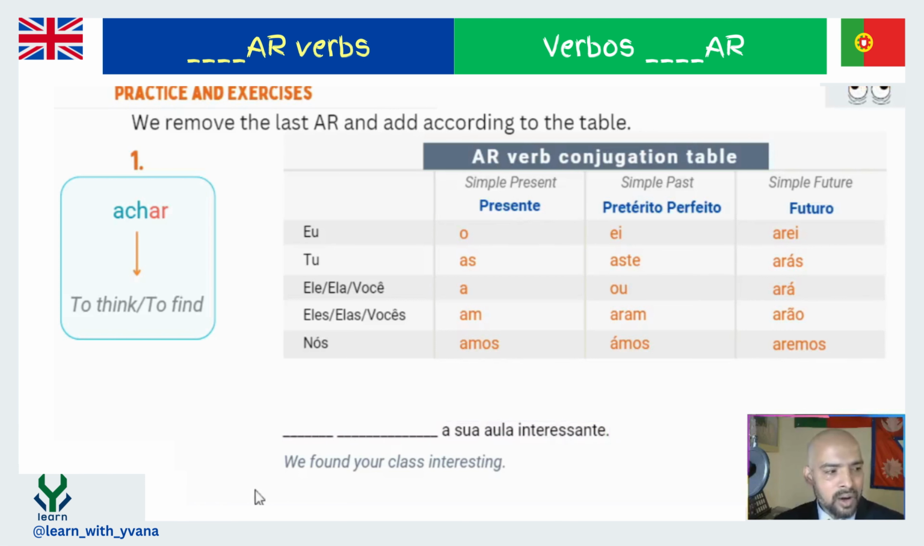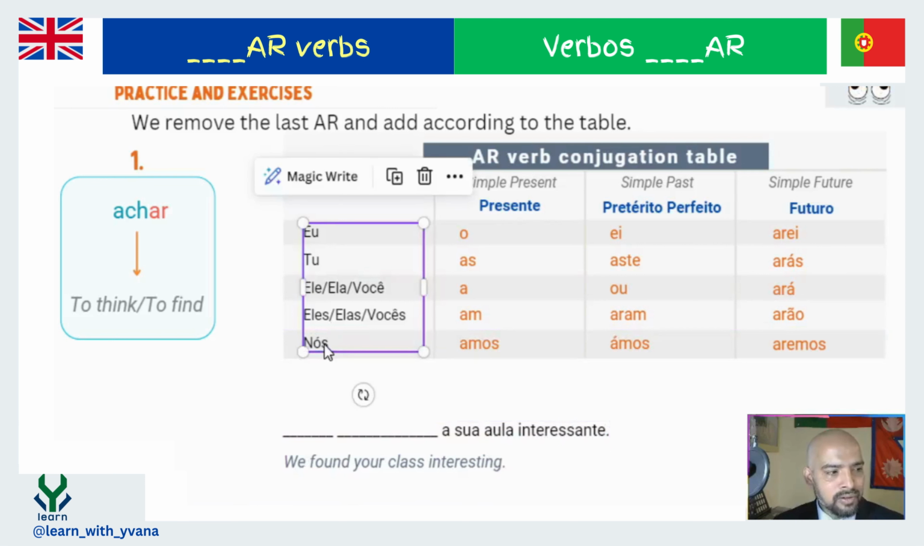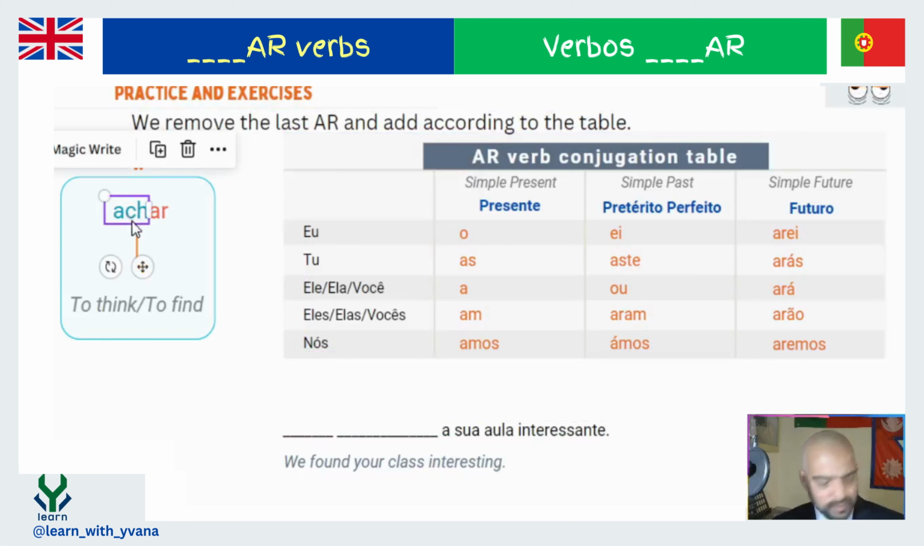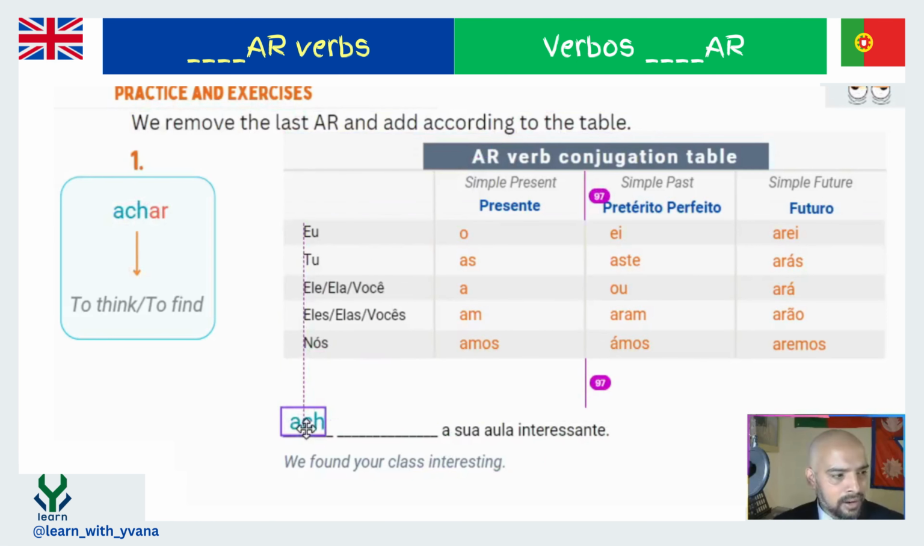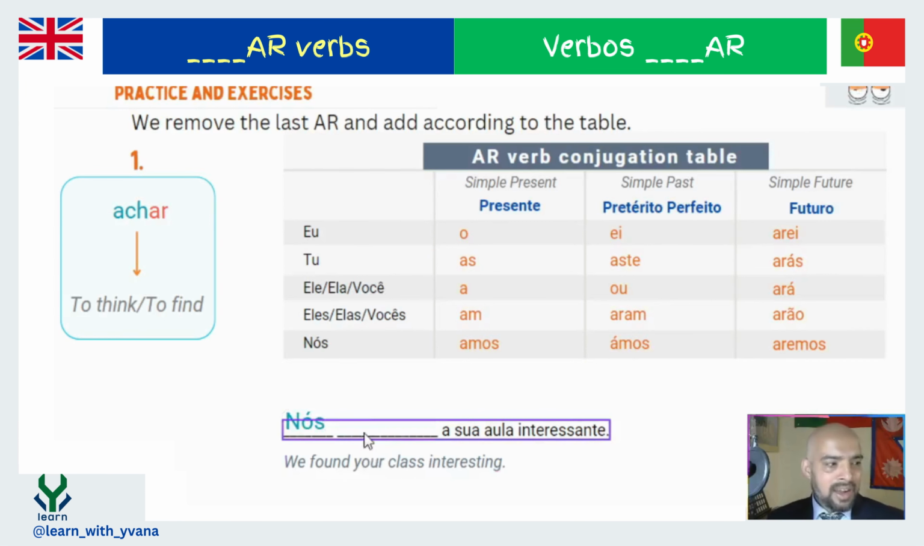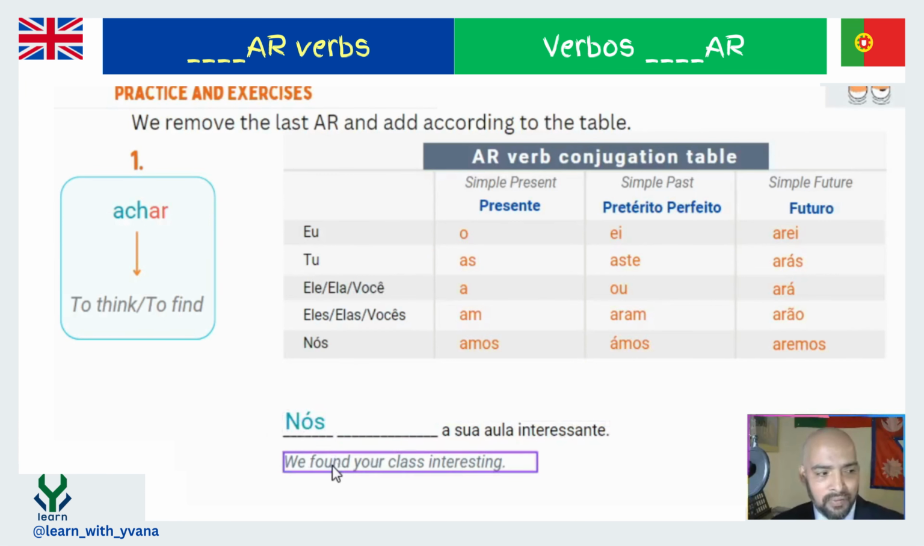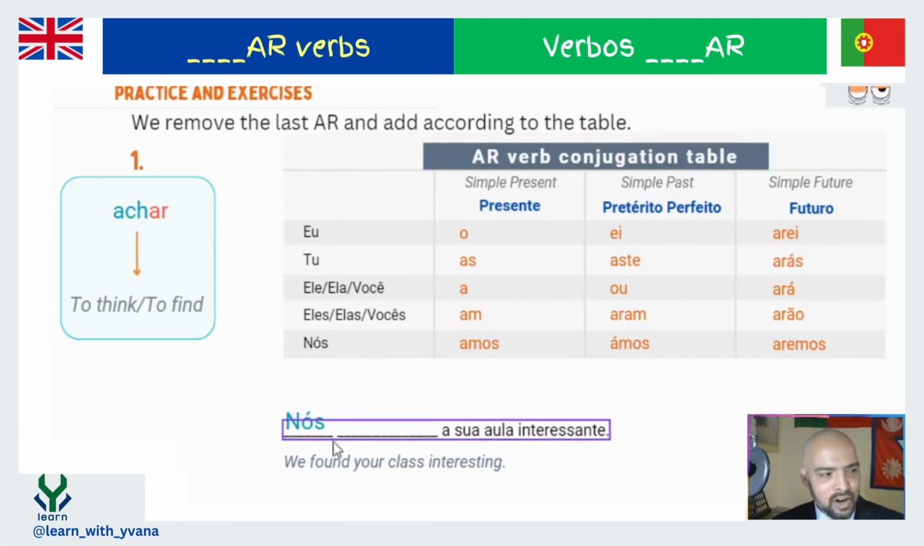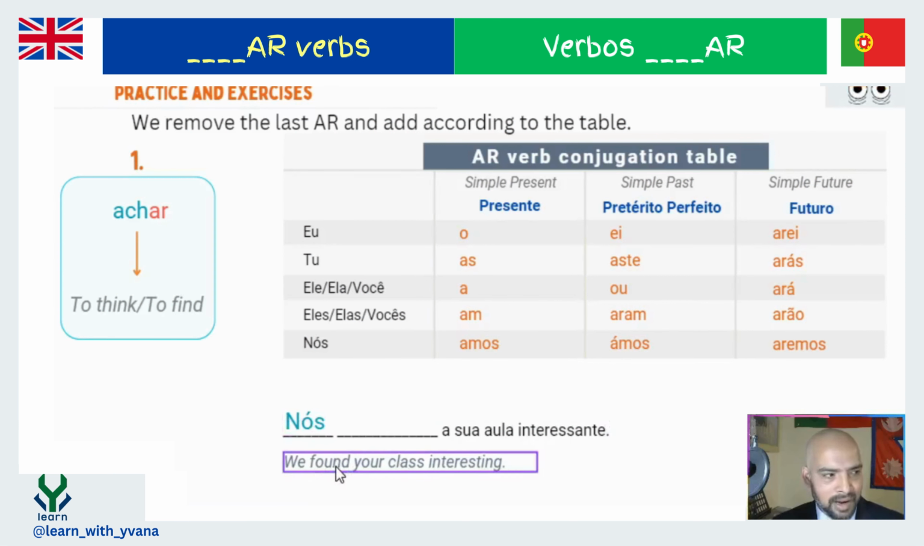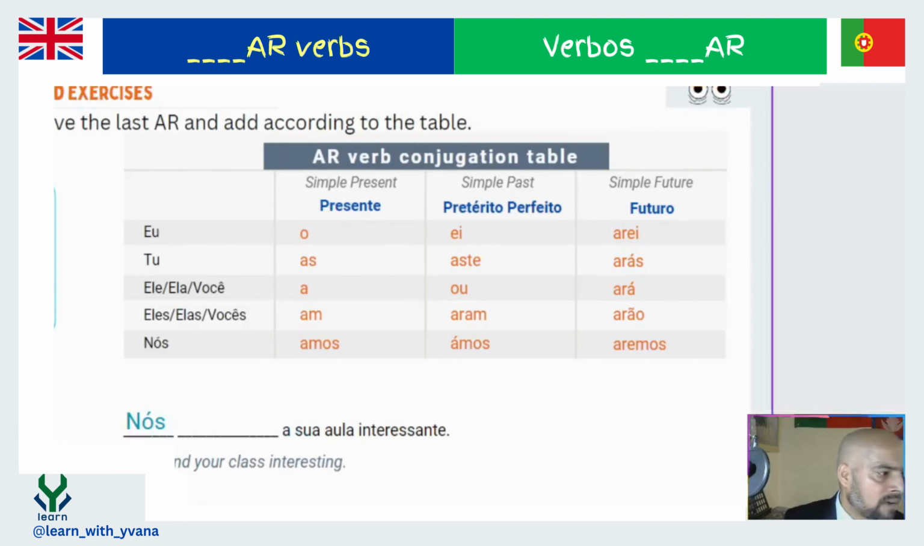Okay, so here you can simply say we. So we means nós, right? So what we do is we just write there nós. Okay, so if we write here nós, that means we, right? So here we have to say that we found, right? We found your class interesting. Nós, we found. Found is the past tense, right? So how can we use found here? Let's see.